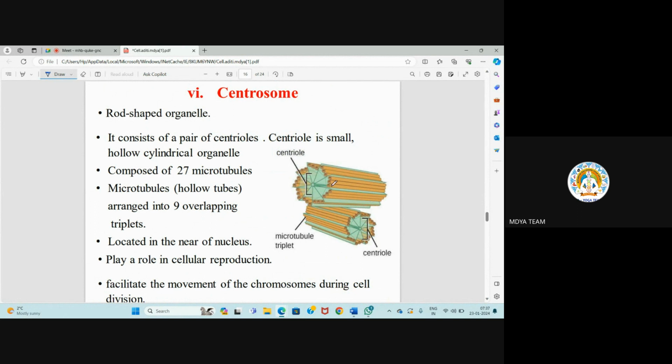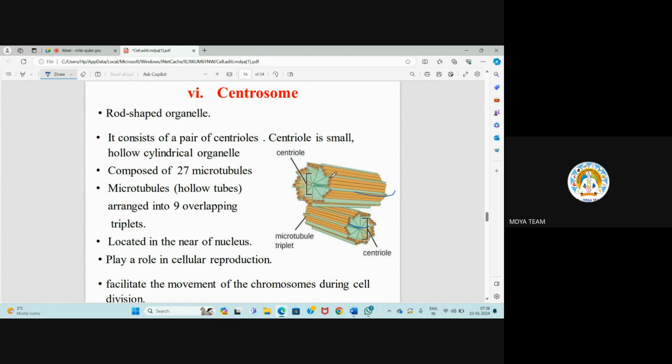So the collection of all these cylindrical rods, the collection of all the centrioles, is known as a centrosome. Here we can see two centrosomes, right? One is here, and one is here. So these are the two centrosomes, and here you can see they are divided into three. Each plate is containing three centrioles.